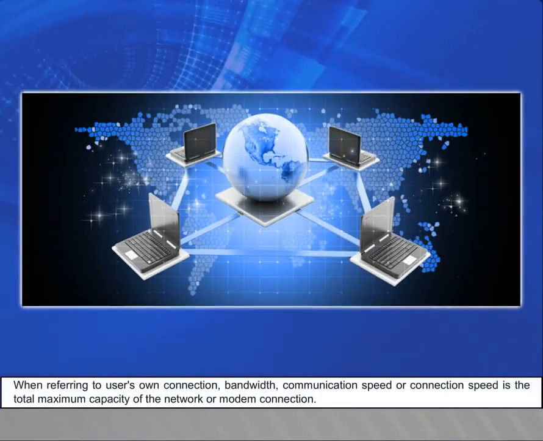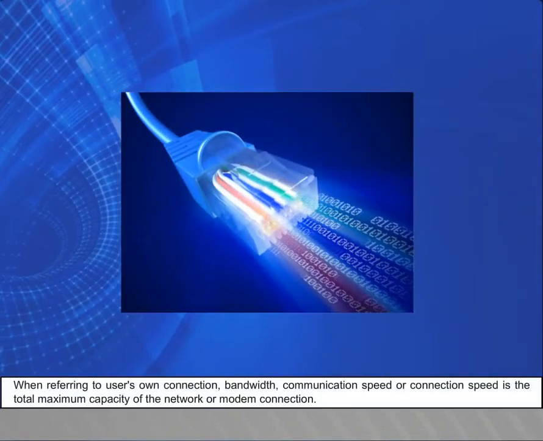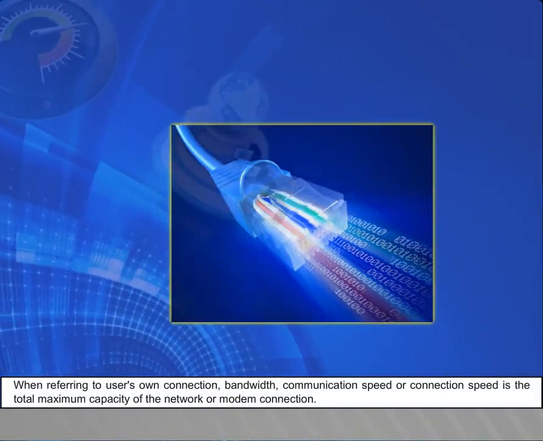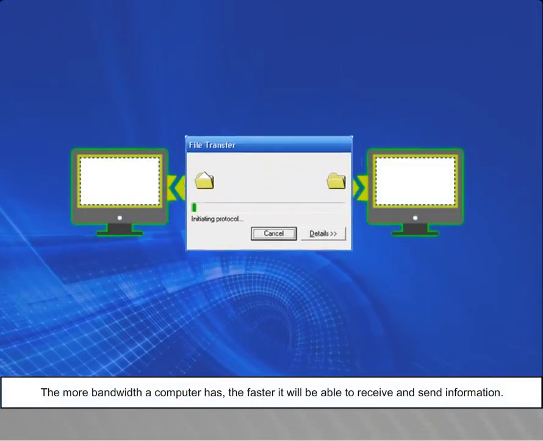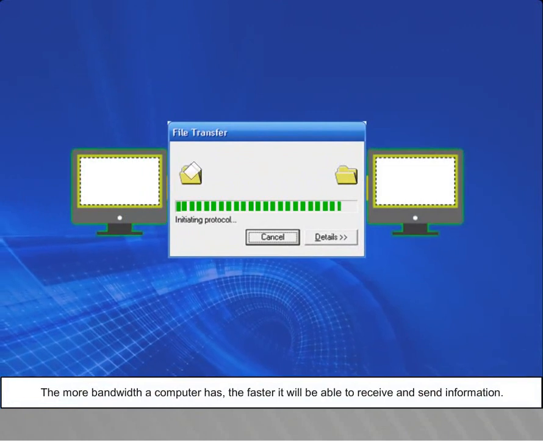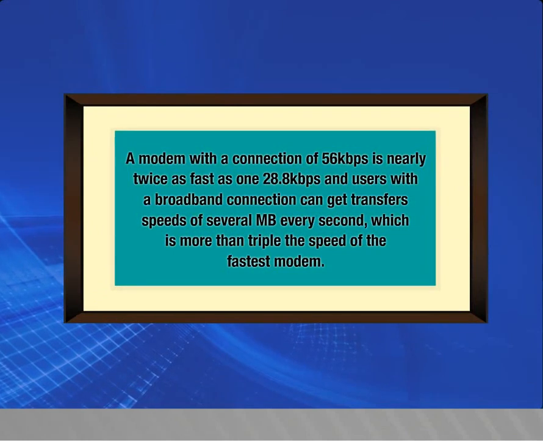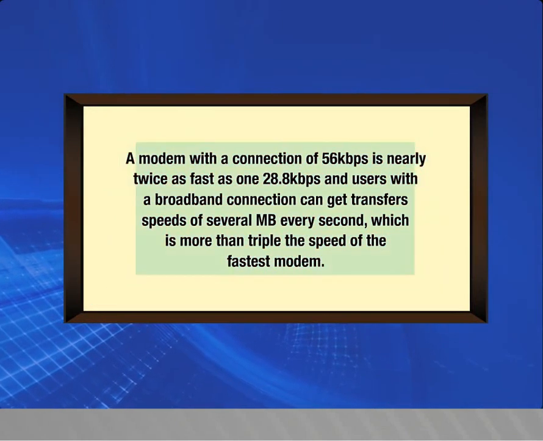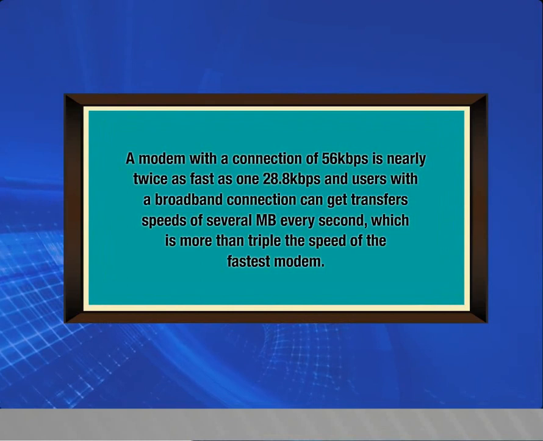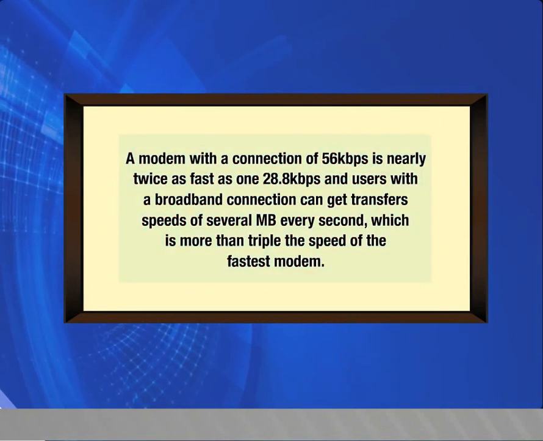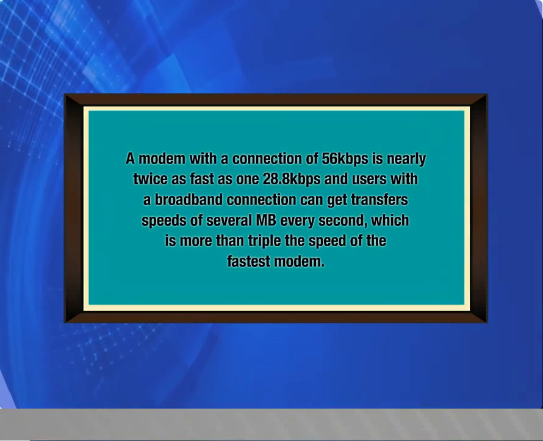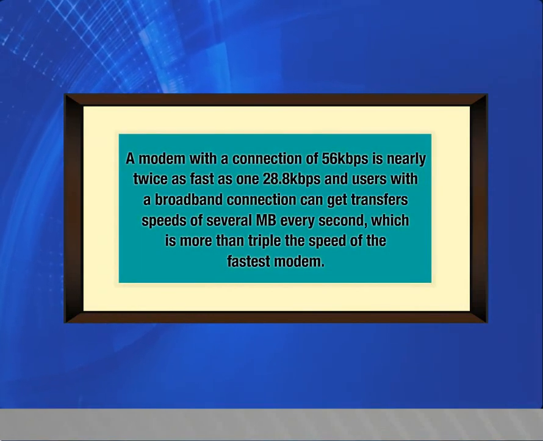When referring to a user's own connection, bandwidth, communication speed, or connection speed is the total maximum capacity of the network or modem connection. The more bandwidth a computer has, the faster it will be able to receive and send information. A modem with a connection of 56 kbps is nearly twice as fast as 128.8 kbps, and users with a broadband connection can transfer speeds of several MB every second, which is more than triple the speed of the fastest modem.